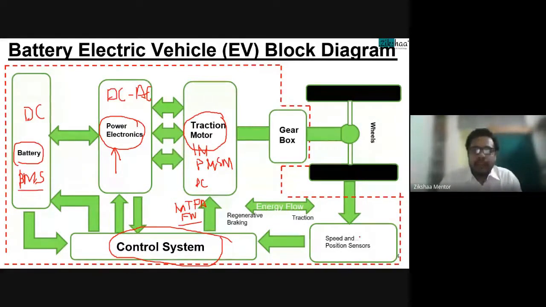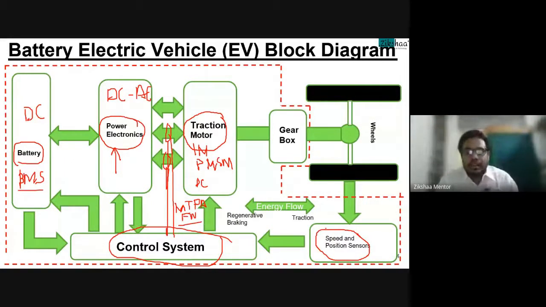We have here our speed and position sensors, and also we have current sensors. So mostly we need to look at the current and the speed or the position of the motor, mostly speed. Position is not needed for an electric vehicle. Mostly we look at speed, but if it was, let's say, a servo, we would look at the position sensing as well.